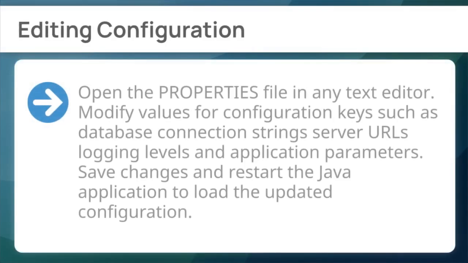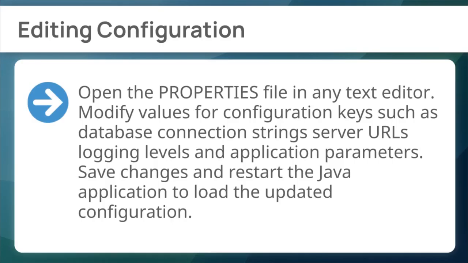First, editing configuration. Open the properties file in any text editor. Modify values for configuration keys such as database connection strings, server URLs, logging levels, and application parameters. Save changes and restart the Java application to load the updated configuration.